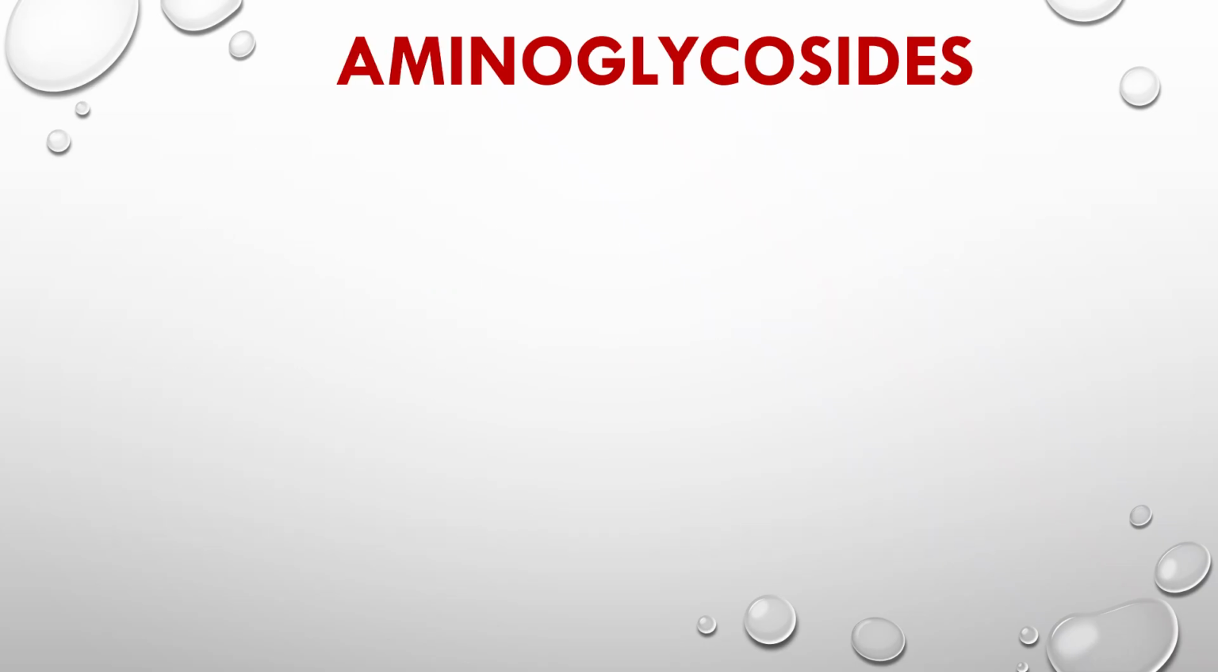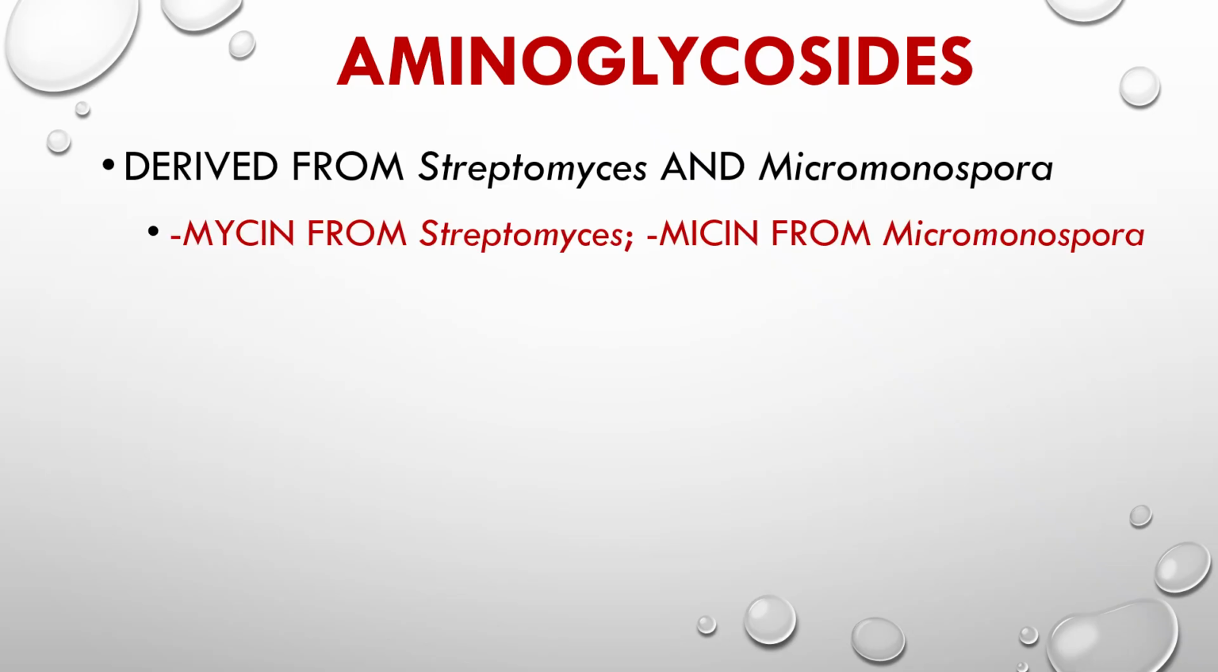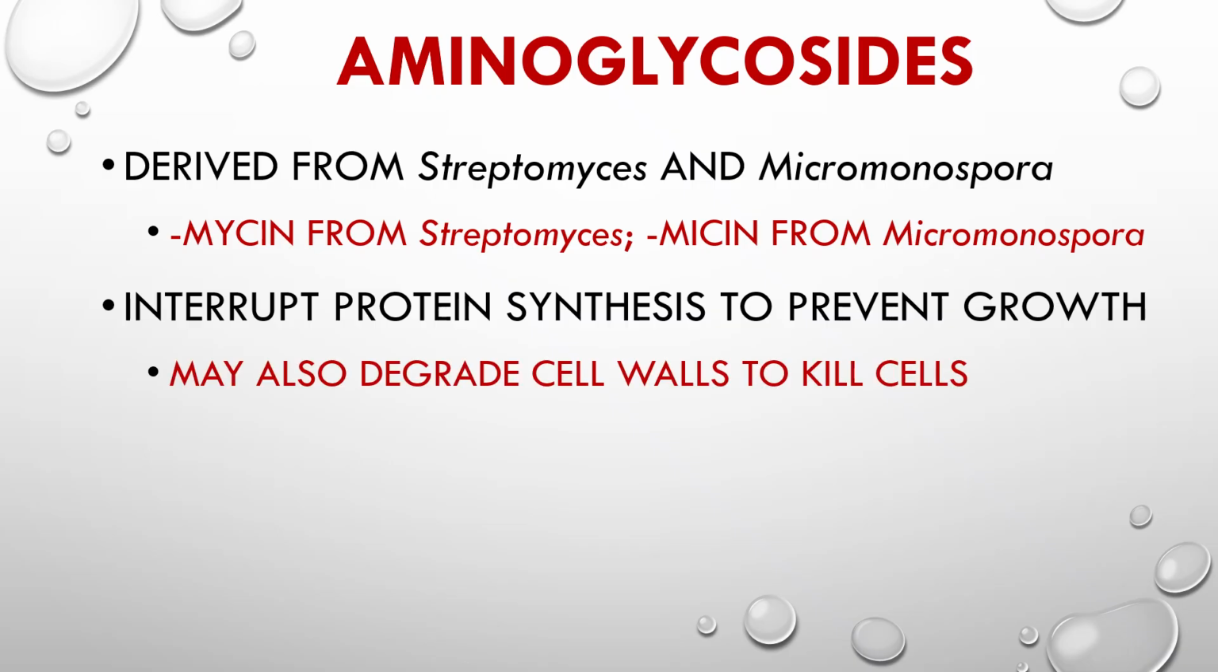All right, the next category are the aminoglycosides. So these are, again, natural. They're derived from a couple different microbes, Streptomyces and Micromonospora. So -mycin comes from Streptomyces, and -micin from the Micromonospora. So these interrupt the protein synthesis. So again, back to those ribosomes that are making proteins. So by inhibiting the production of proteins, the cells are not going to be able to grow or survive.